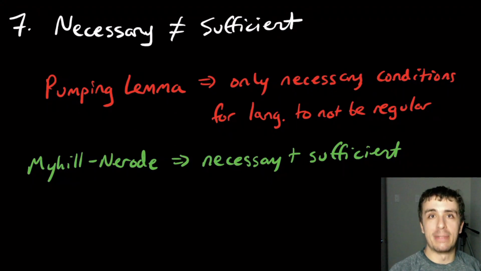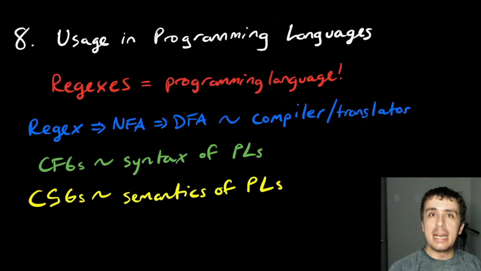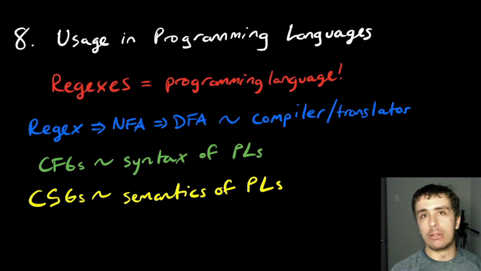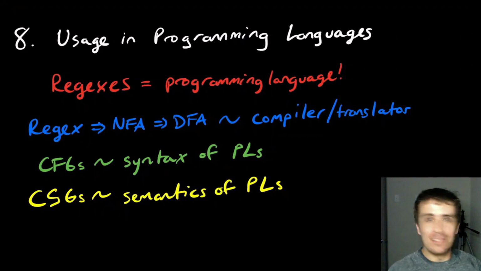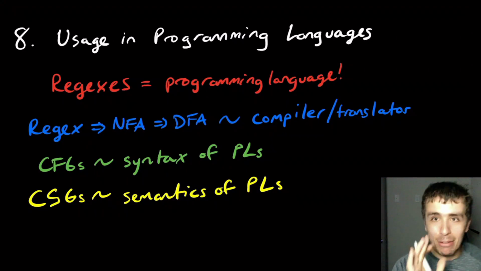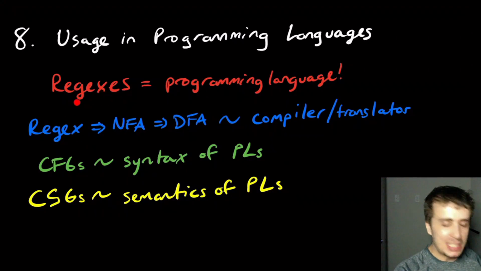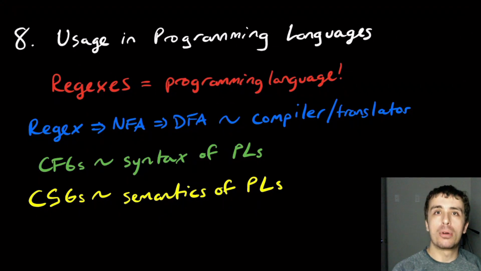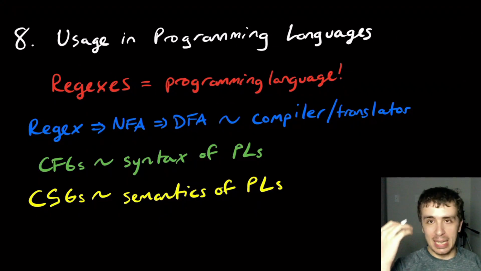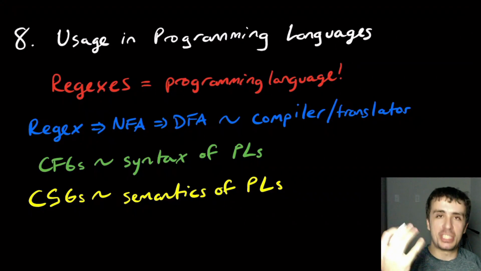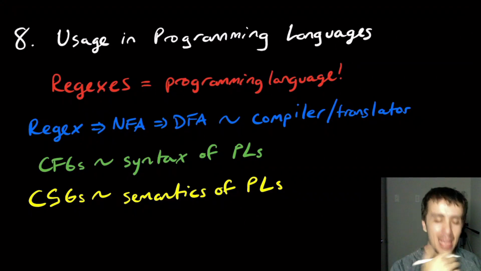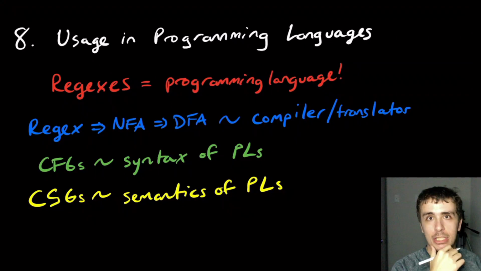So that's the seventh reason. The eighth reason is that these things have actual practical purpose in programming languages, as an example, among many, many, many, many others, like robotics and systems. But programming languages definitely. So regexes themselves are actually a programming language, because they're just a set of cases along with some recursive cases. And they form a programming language as a result.